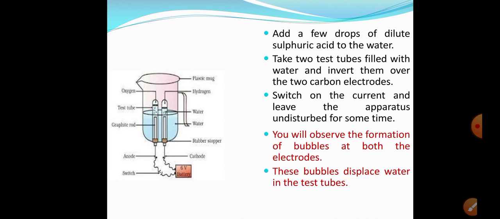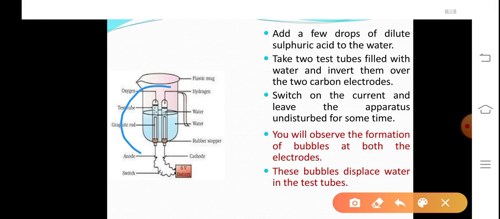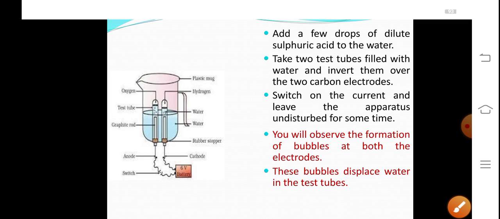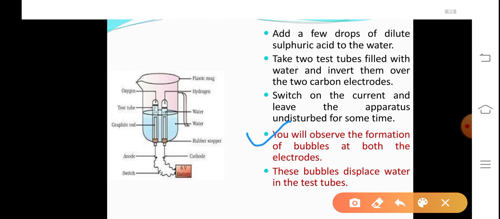Now add a few drops of dilute sulfuric acid to the water. Take 2 test tubes filled with water and invert them over the 2 carbon electrodes, as you can see here. Now switch on the current and leave the apparatus undisturbed for some time. This is done so that time is given for the ionization of the water. You will observe the formation of bubbles at both the electrodes after ionization. These bubbles displace water in the test tube.